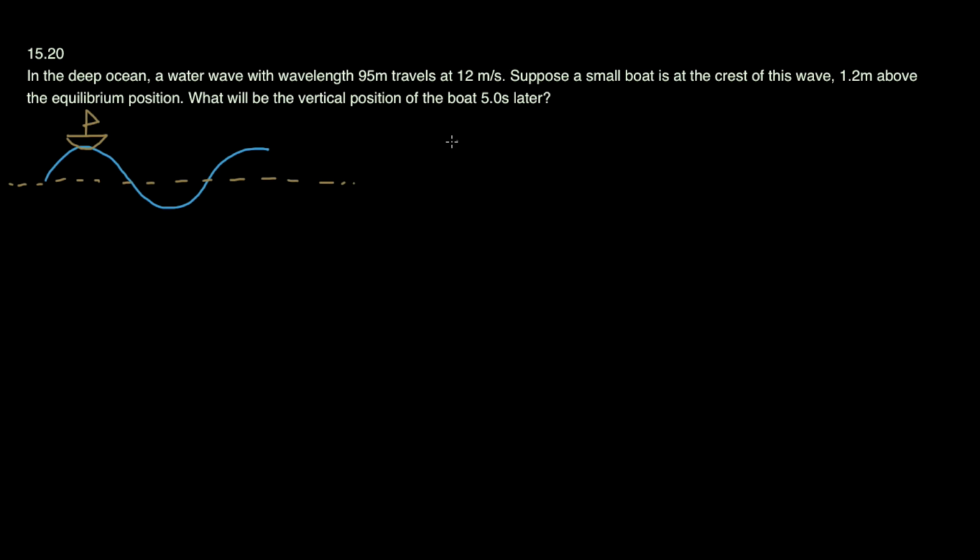So let's start writing down some more variables. We're told that it's at the crest, which is the amplitude, so 1.2 meters. We're given a wavelength of 95 meters, so lambda is equal to 95 meters. And we're told that this wave has a velocity of 12 meters per second. Okay, and we're asked to find the vertical position of the boat 5 seconds later.